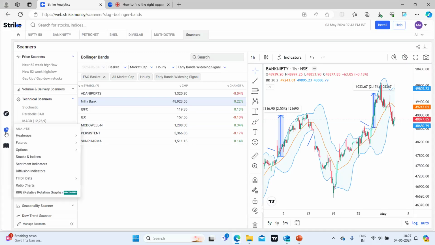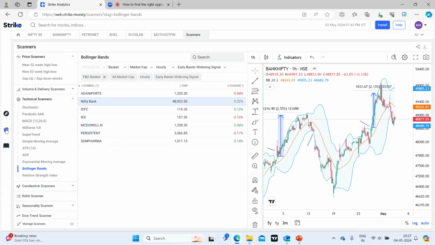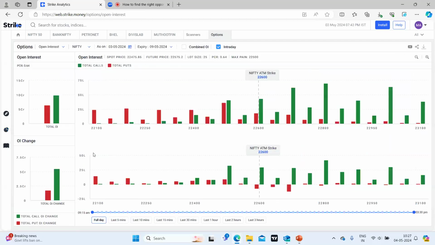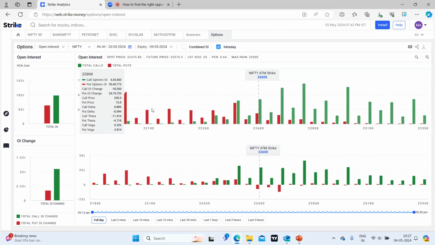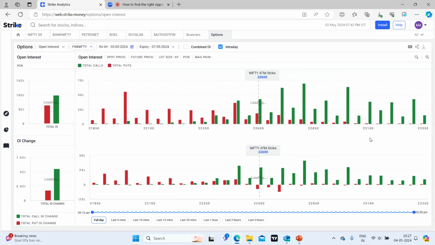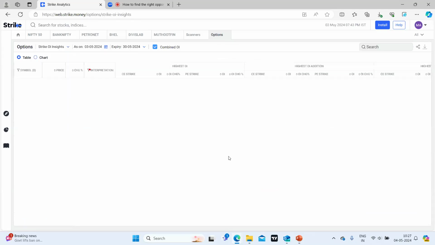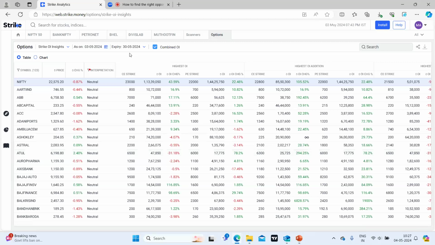So for option open interest, if you go to any option module, the basic screen we get is this one. This also tells us, no doubt about that. But then I need to zoom in, zoom out. I need to go through each and every chart to see. The beauty of Strike is the screen named Strike Coincidence, right? Here you will get, for the expiry of 30th May as on 3rd May, that means Friday end of day.